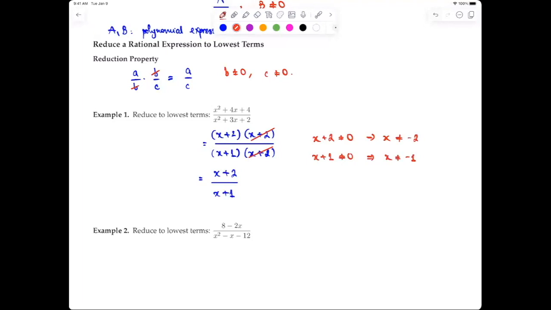I'm looking for this answer as well, because later on we're going to learn something called rational functions. When you find the domain, the area on which the function makes sense, we need to find these conditions as well. So it's good to build up the technique at this point. Any question on example 1?